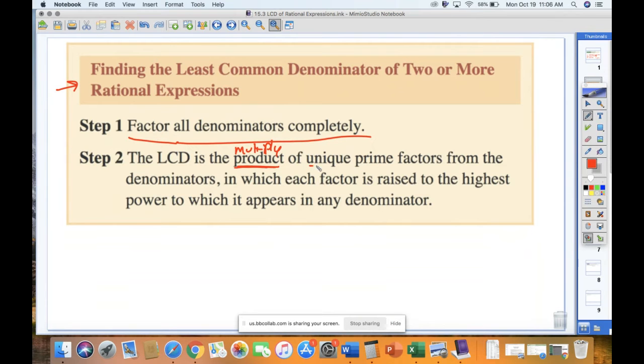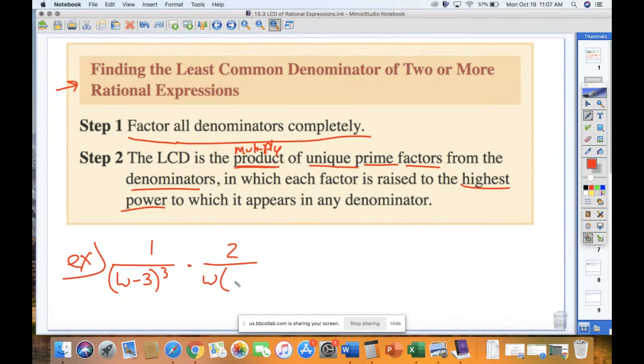We're going to multiply the unique prime factors from the denominators, in which each factor is raised to the highest power in which it appears in any denominator. An example of that is if I had something like 1 over (w minus 3) cubed, times 2 over w times (w minus 3). What does that look like?